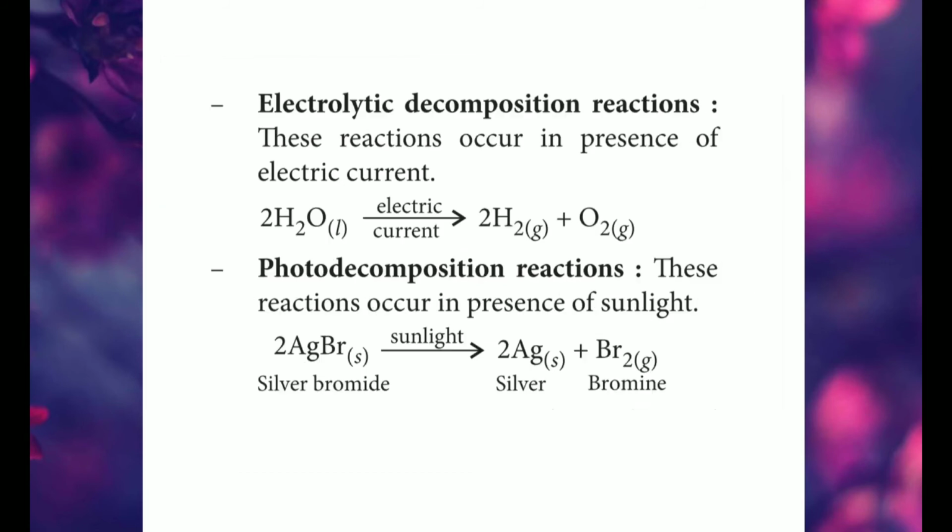The next type of chemical reactions are electrolytic decomposition reactions and photodecomposition reactions. These both are decomposition reactions, therefore a substance must be getting broken down here. So where electricity is required to break a substance, it's called electrolytic decomposition. For example, when electricity is passed through water, it breaks down into hydrogen gas and oxygen gas. And when rather sunlight is made into use for breaking a substance, it's called photodecomposition. For example, when silver bromide is kept in sunlight, it breaks down into silver and bromine gas.